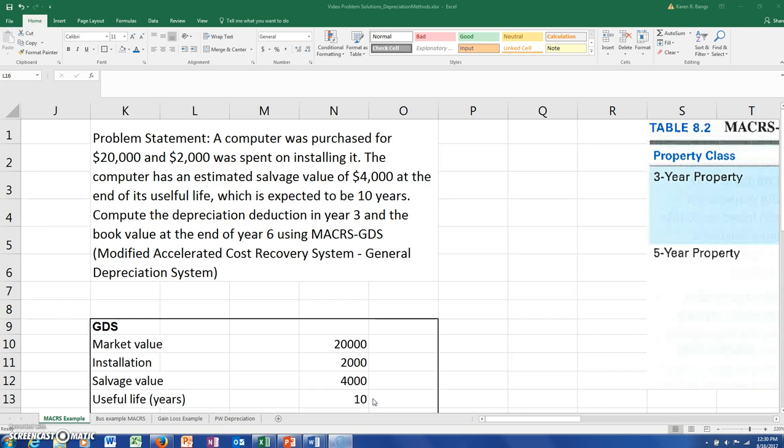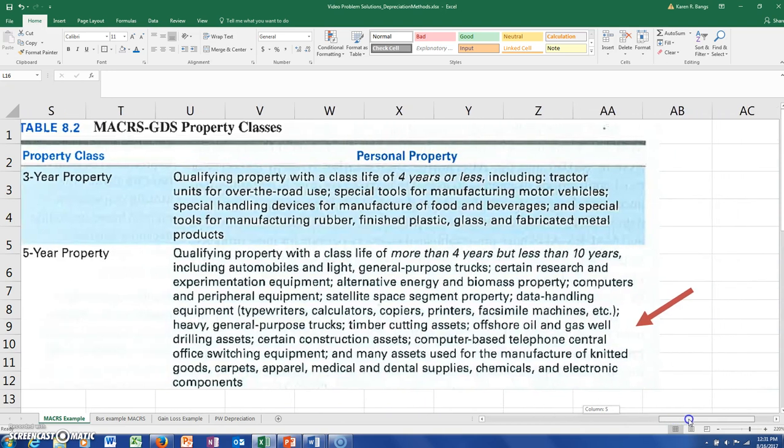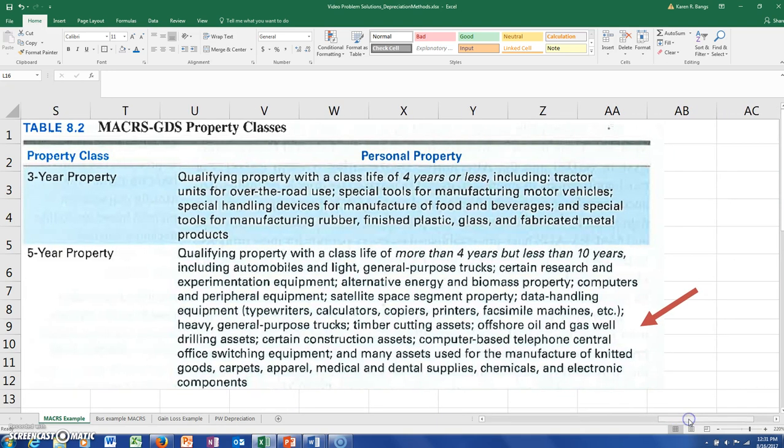So with the computer, we know with MACRS that we don't use the useful life. We use whatever property class a computer falls under. So let's go look at the table to the side here. These are available in any engineering economics book, and you can also pull them up on the internet. These are published by the Internal Revenue Service, who developed MACRS for depreciation purposes.